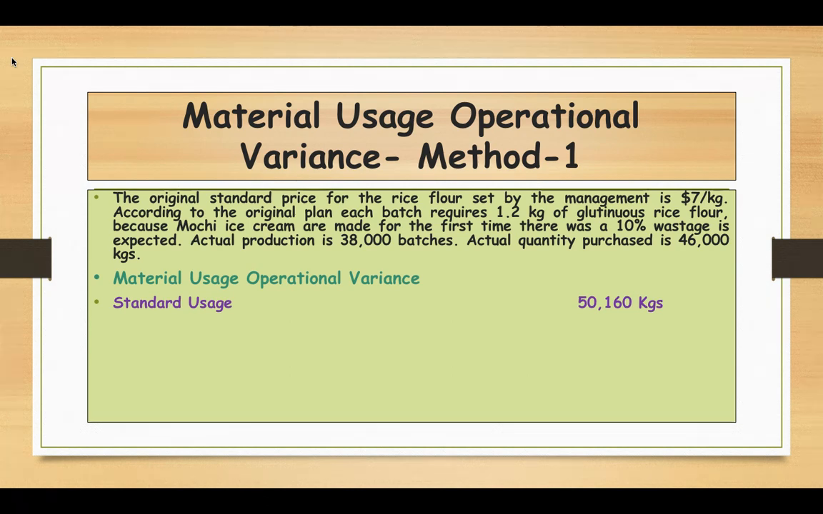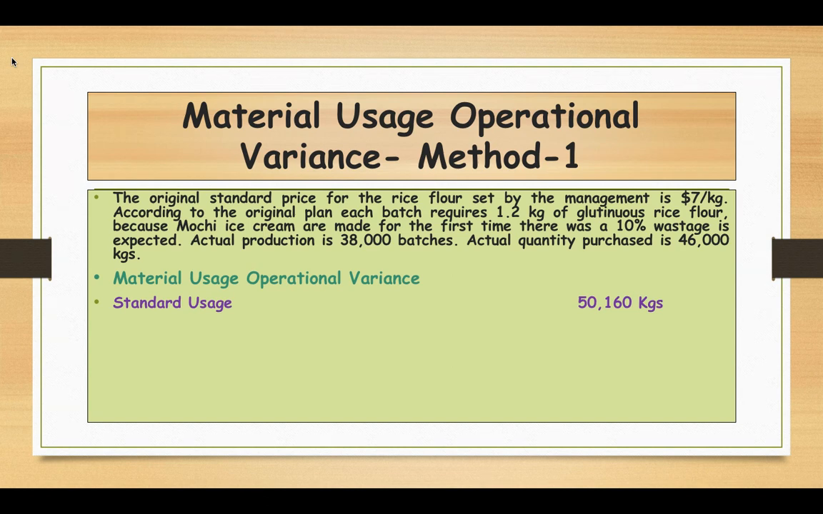Now, we'll see the material usage operational variance. As we know, we have to use the revised or ex-post standard figures. So, 1.2 kilograms per batch times 1.1, that is, we are including the 10% wastage. So 1.1 times 1.2 times the 38,000. So according to the standard, they should have used 50,160 kgs of flour.